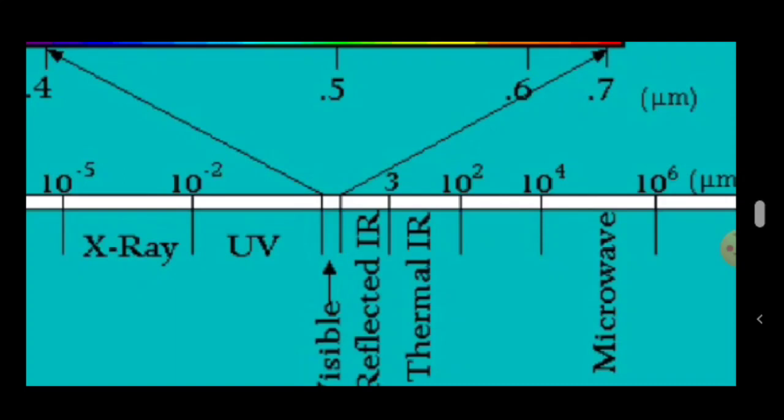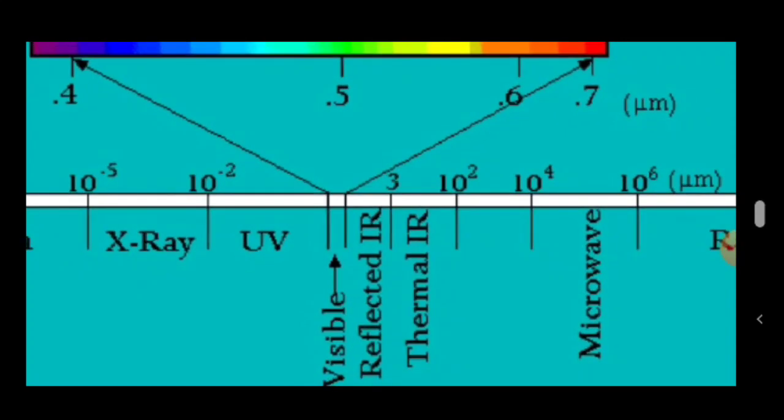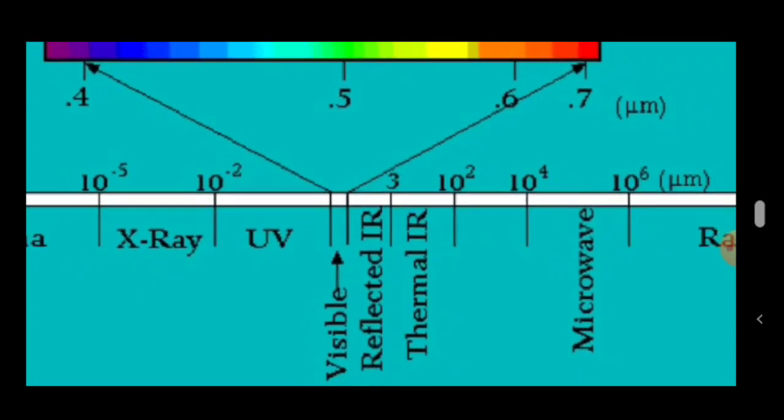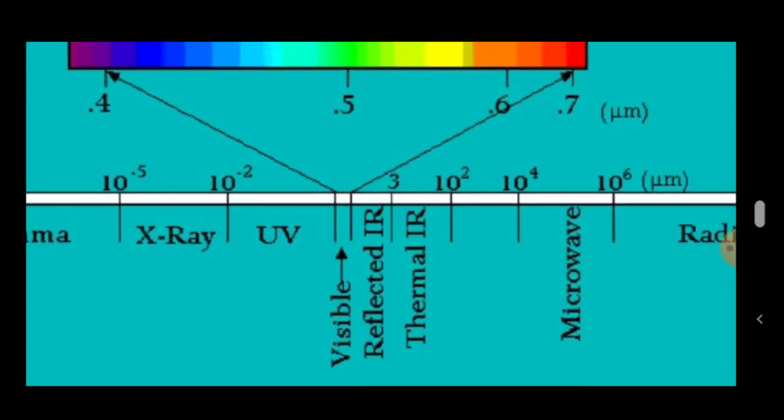Here, near infrared is within the wavelength range of 0.7 to 1.3 micrometers, and shortwave is from 1.3 to 3 micrometers, then 3 to 8 is intermediate infrared, and thermal infrared is from 8 to 14, and far infrared is of course 14 micrometers to 1 millimeter.